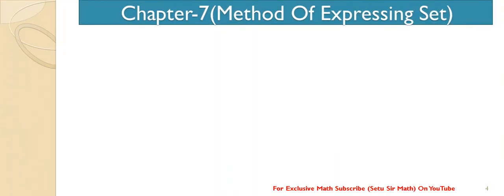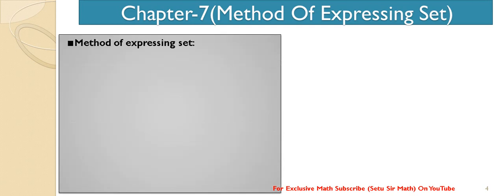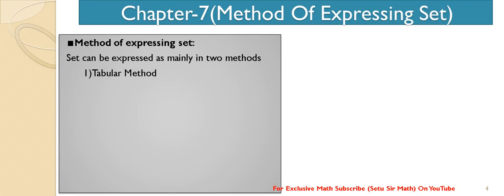So next, chapter 7, method of expressing set. We have set can be expressed mainly in 2 methods. First, tabular method. Second, set builder method. So we have to understand these 2 methods very well, because we have to do different types of math by using these 2 types of method.